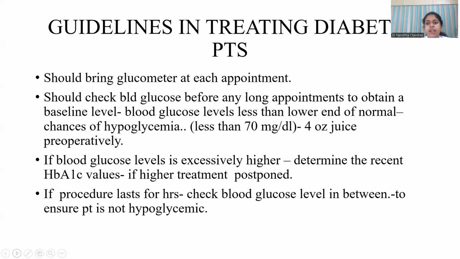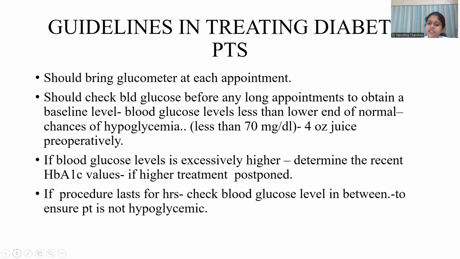Now, you've got a diabetic patient in the clinic. How do you treat? What are the guidelines you have to follow? Always ask the patient to bring his glucometer at each appointment to test the blood glucose prior, especially when you're taking long appointments. If the glucose values are less than normal, there are chances of the patient going into hypoglycemia, that is less than 60 to 70 milligrams per deciliter. Four ounces of juice has to be given preoperatively as a safety precaution.